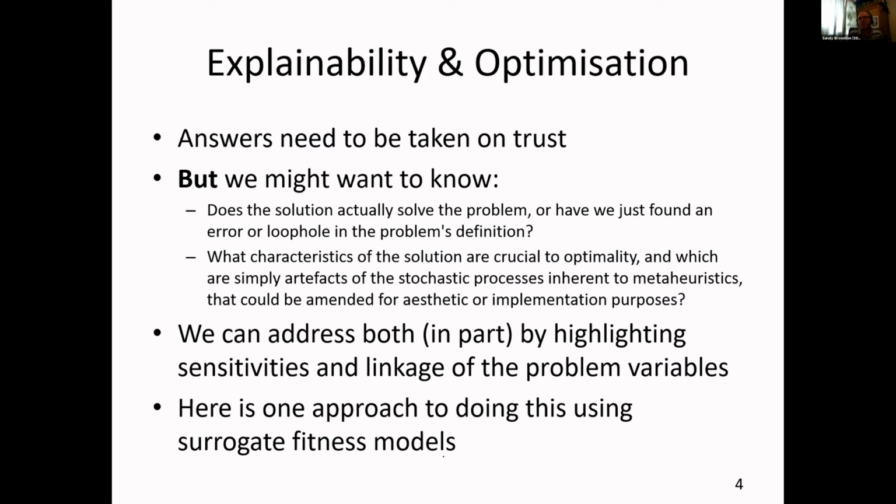And in light of that as well, we might want to know what characteristics are actually crucial to making a solution optimal, and which ones are just artifacts of this random process that's going on. And we'll see an example of that when I come on to my real world example. Are there things that we can change about the solutions that will make them a bit more appealing, or a bit more preferable in some way, without affecting their optimality? And I propose that we can address both of these things by highlighting the sensitivities and the linkage in the problem variables. This talk is about one approach to doing that, using what are known as surrogate fitness models.